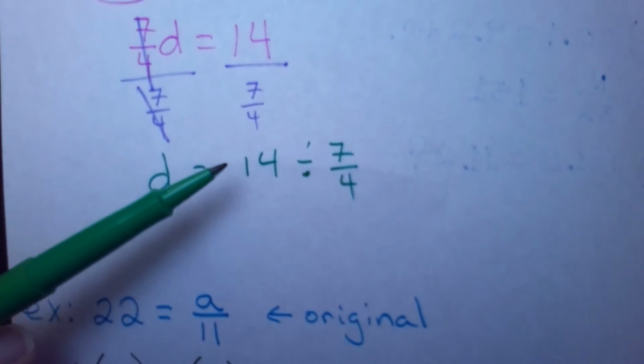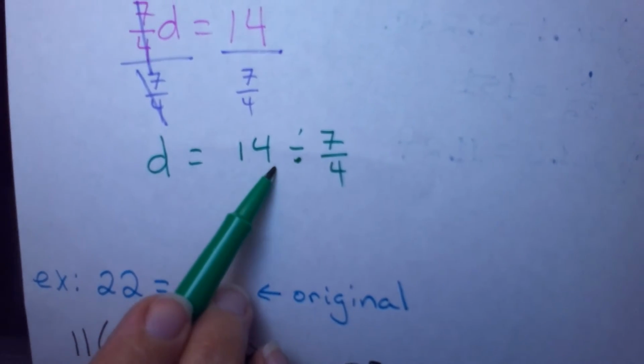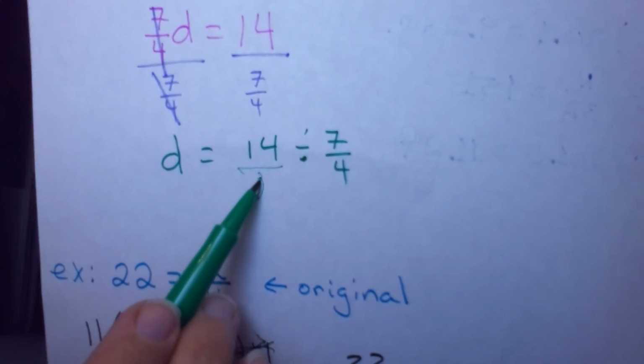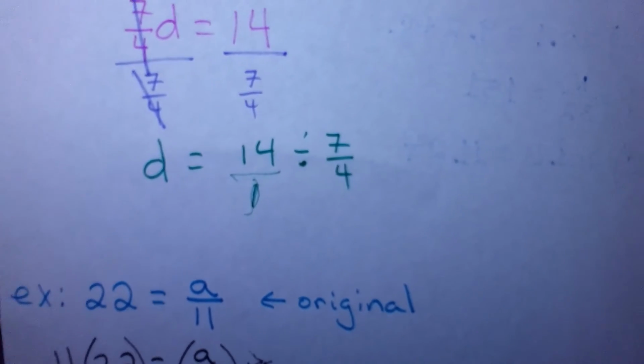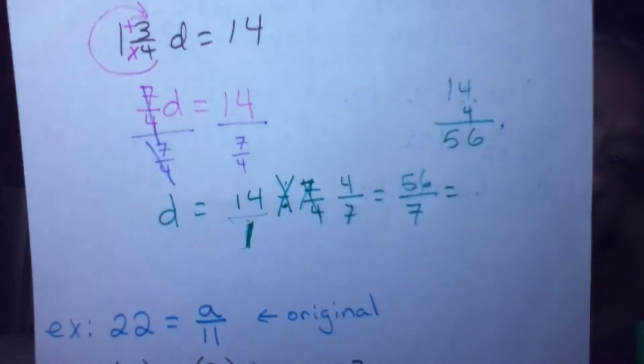Now you go back to your rule in the division of fractions. Don't ask why. Turn the second one around and multiply. So I'm going to put my 14 over 1. And I'm going to change the division to a multiplication. 7/4 becomes 4 over 7. And we multiply out very quickly. And I end up with 56 over 7.